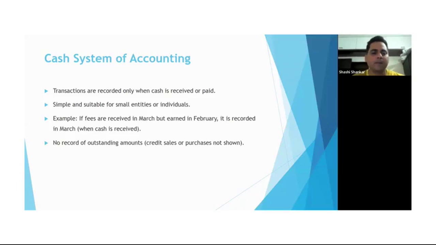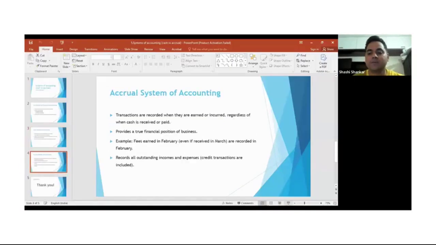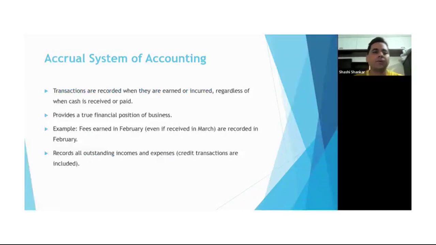Okay. Now moving to the next one, the accrual system of accounting. The accrual system, as the name suggests, is based upon an accrued basis. Transactions are recorded when they are earned or incurred, regardless of when cash is received or paid. It doesn't matter if it is received or paid, but if it is due, incurred, or earned, it should definitely be recorded if anyone is using the accrual system of accounting. So in short, transactions are recorded when they are earned or incurred, regardless of when cash is received or paid.